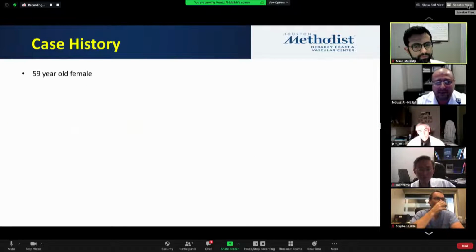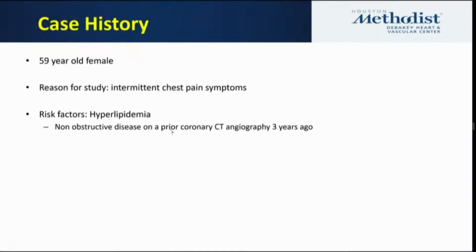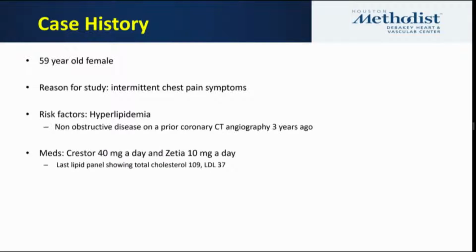So the first case is a 59-year-old lady who's been having intermittent chest pain symptoms. She's been hyperlipidemic, and she also had a prior CT a few years ago which showed non-obstructive disease, and now she's coming with worsening chest pain symptoms. She's been well treated. She's on Crestor and Zetia, and her LDL is 37, and her BMI is 30.